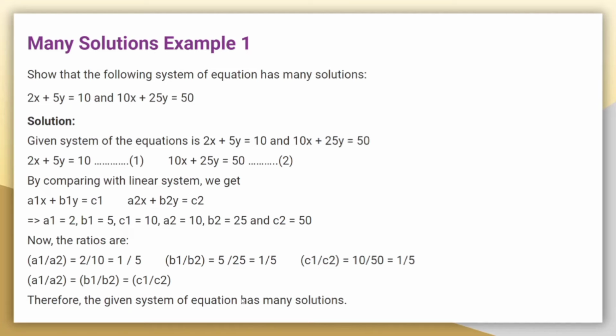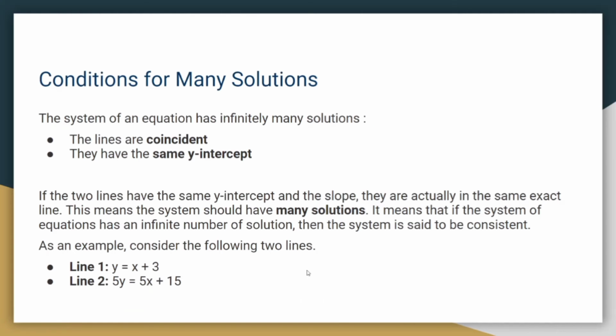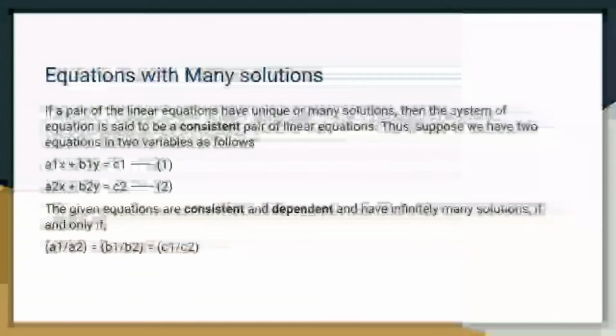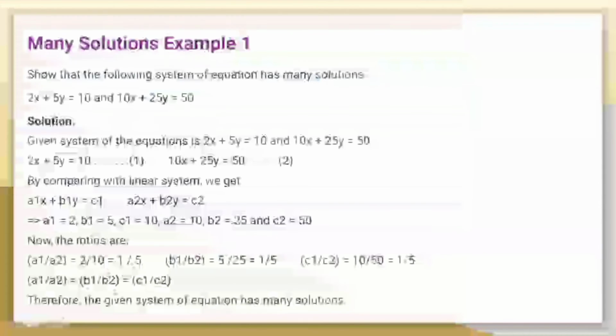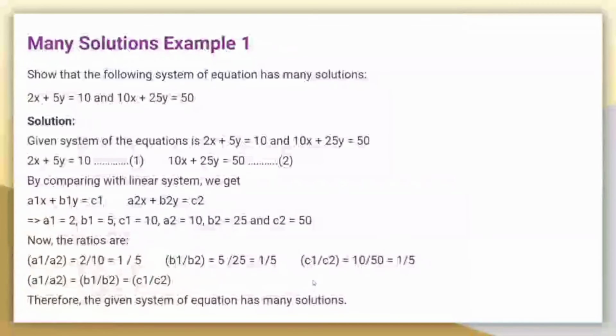And let me remind you, we can say this because when we look back at the conditions for equations with many solutions, it says here the given equations are consistent and dependent and have infinitely many solutions if and only if a1 over a2 equals b1 over b2 equals c1 over c2. And since we just found that, we can conclude that this system has many solutions because it fulfills the condition, right?